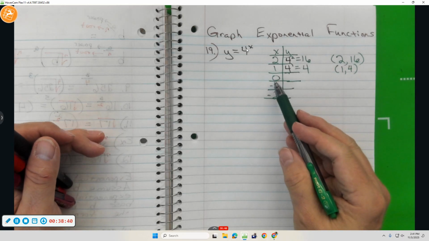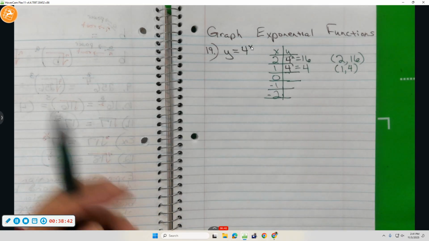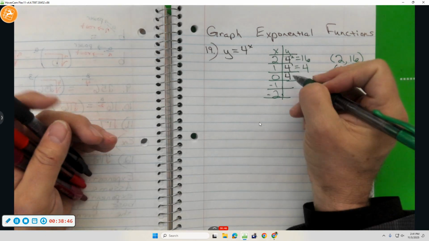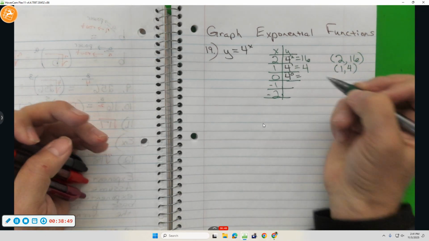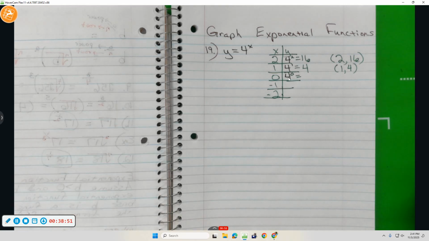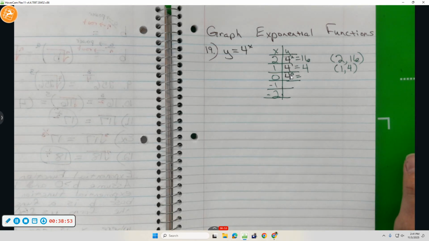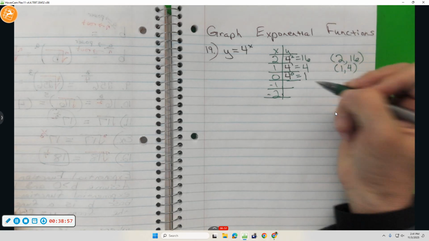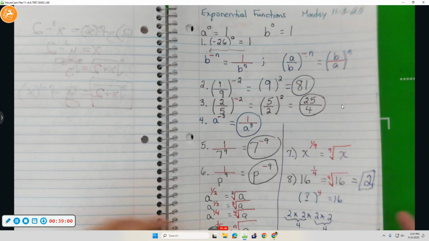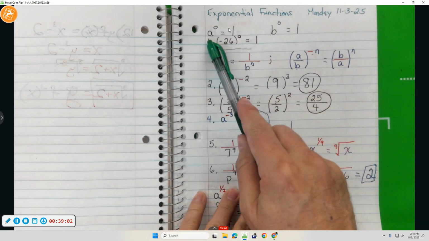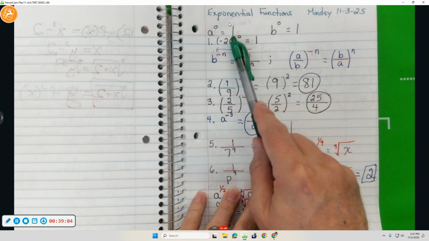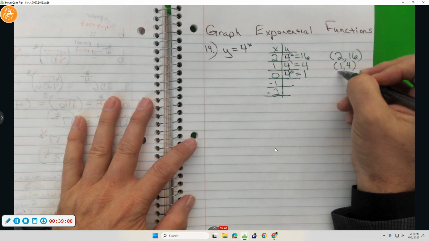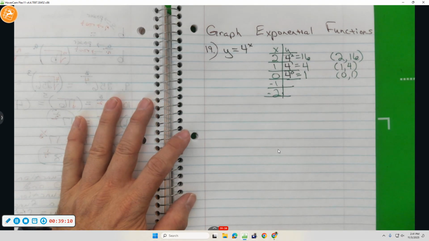Plug in 0. Be careful. What's the first thing we did today? I think we looked at the definition of the 0 exponent. Remember that, what is 4 to the 0 equal? Be careful. I'll tell you right now, don't say 0. 1. Okay. That's why we started with that today. 4 to the 0 power is defined to equal 1. So we just generated the ordered pair 0, 1.